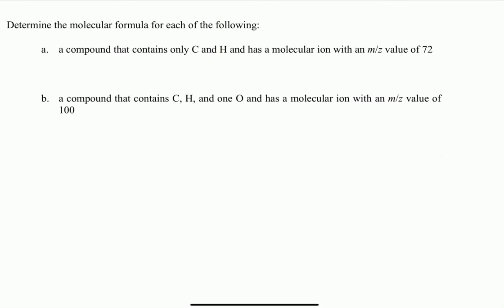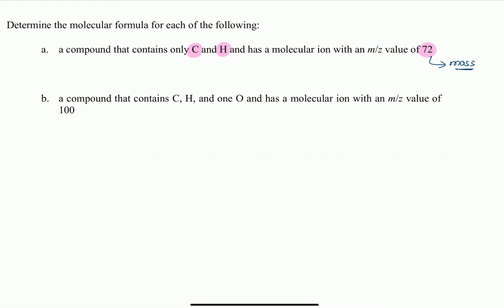Determine the molecular formula for each of the following. The first problem: we have a compound that contains carbon and hydrogen, which has a molecular ion with an M by Z value of 72. So basically this 72, since it represents the molecular ion, is going to be the mass of the compound, right?